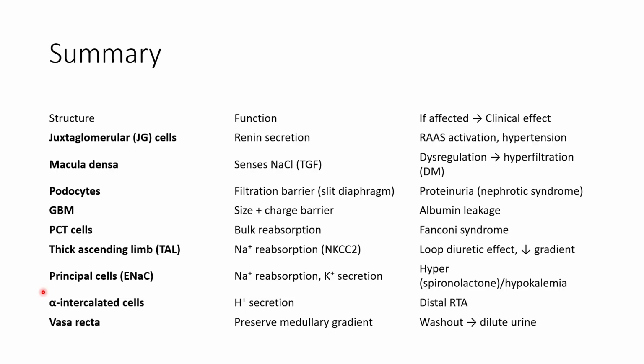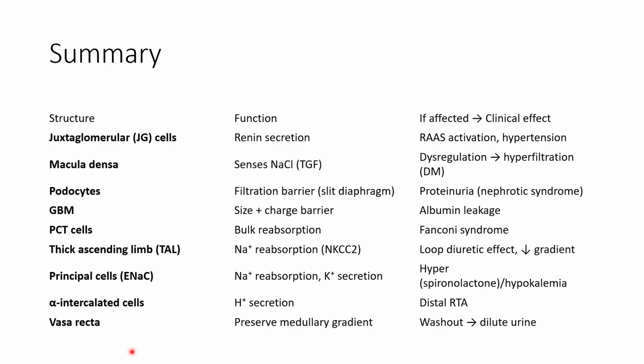Then principal cells, aldosterone acts here, causes sodium reabsorption, potassium secretion. This ENaC can be inhibited by drugs like spironolactone and thus they can cause hyperkalemia. Then alpha intercalated cells which are responsible for loss of acid. Any damage at alpha intercalated cell leads to distal RTA or type 1 RTA.